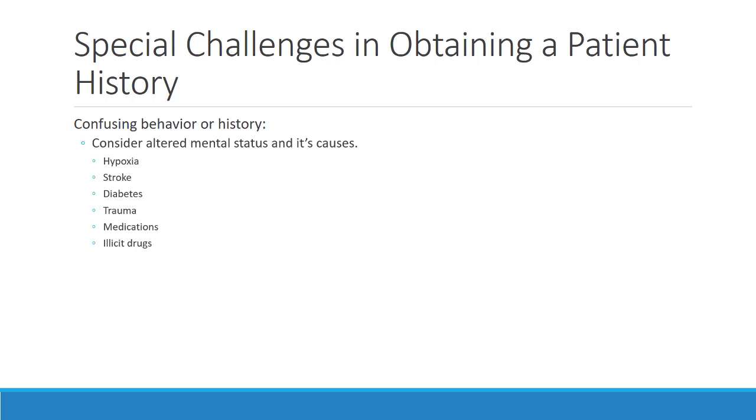Confusing behavior or history. Consider altered mental status and its causes. So anyone who is confused, again, going back to what I said earlier, you want to find out what a person's mental status is normally. And if you've determined that they do have an altered mental status, it could be any one of these things and others as well. Hypoxia, which is low oxygen levels in the body, and especially in the brain. It could be a stroke. It could be diabetes. It could be trauma, medications they're on, or maybe they've taken some illicit drugs. Older patients could also have dementia or delirium.